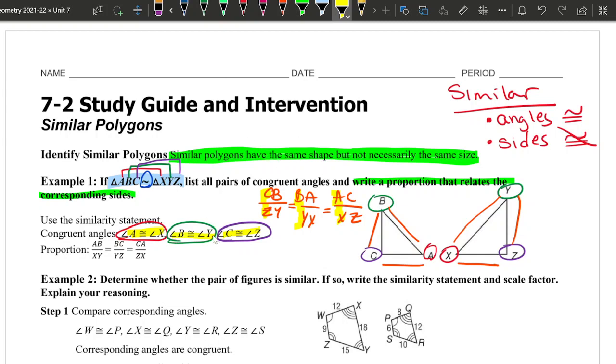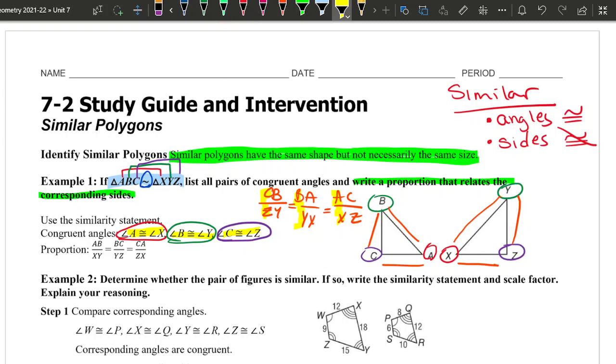And also notice all of the numerators are from one triangle. CB, BA, AC, that comes from one triangle. The denominator all comes from the other one. ZY, YX, XZ, that's all in the second triangle. So numerator, denominator, it doesn't matter for this as long as you are consistent, and you can end up with a different proportion than someone else. So you just have to make sure that it works.